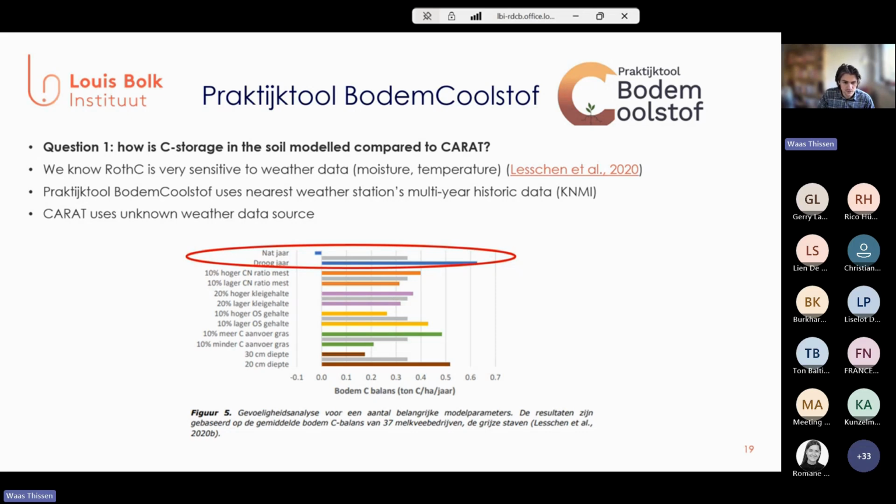And so we know from the praktijk tool THLA, it uses the nearest weather station, multi-year historic data. Also, you could say it has to use different climate models, but it has an impact for sure. And sHLA, I don't know what data it uses for the weather. So that's kind of a black box in that sense. So it could be a big reason that explains the differences.